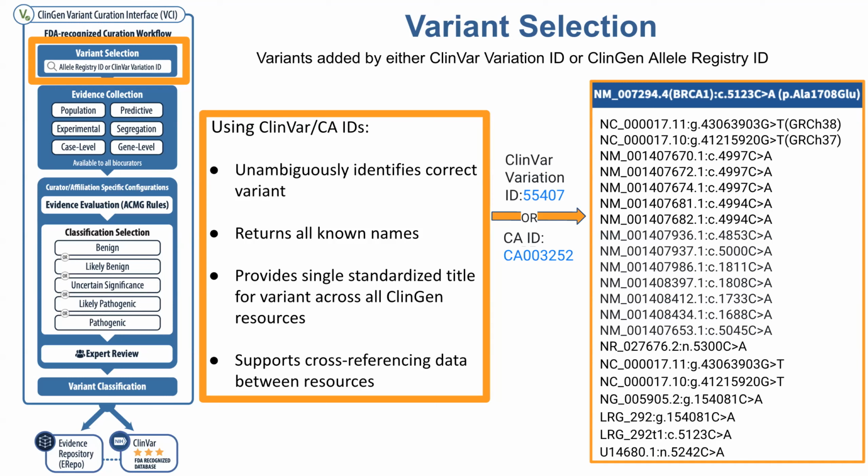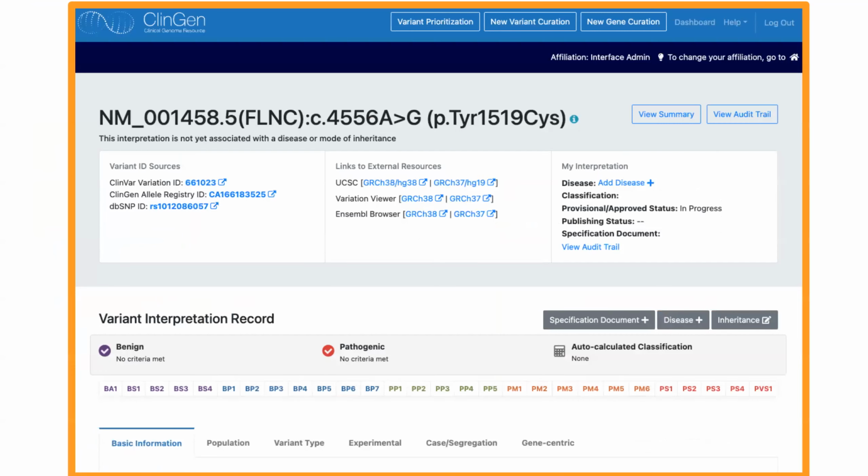Additionally, we return a single standardized title from the allele registry, and that's the one that's shown on the right-hand side in blue at the top. And it's this same title that is used for the variant across all the ClinGen resources. Using these IDs, the CAID and ClinVar ID, also allows us to cross-reference data so that we can bring in the correct evidence for display in the VCI.